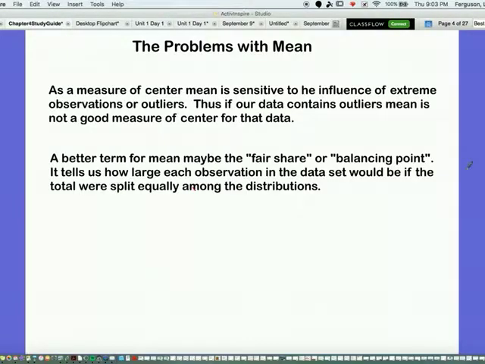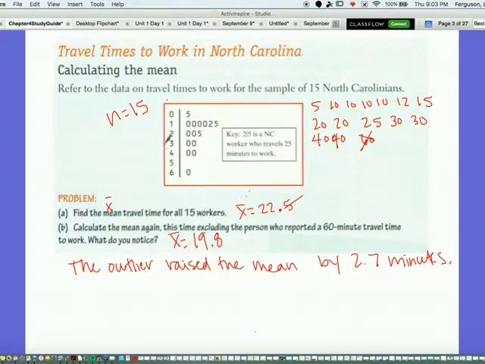So of course we do have some problems with mean. As a measure of center, mean is sensitive to the influences of extreme observations or outliers, like we saw in this last example. When we took the mean for all 15 workers, our mean was 22.5, but when we left out that outlier, which was 60, our mean went down to 19.8. So the outlier affected our mean by 2.7 minutes. It made it seem a lot higher than it actually was because that number skewed the data so much.